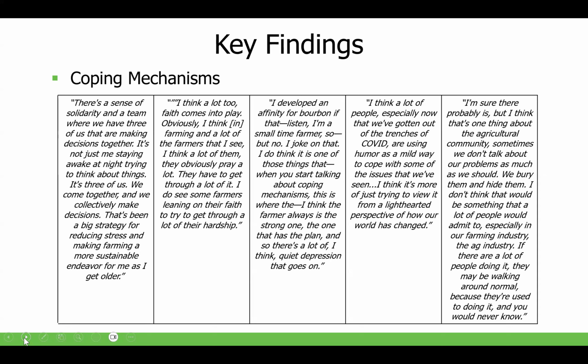And then the last column here on the right, I think, was very telling in the fact that sometimes you may not know what folks are going through. And this one kind of shows that. I'm sure there probably are folks that are going through some unhealthy strategies to cope. But I think that's one thing about the agricultural community. Sometimes we don't talk about our problems as much as we should. We bury them and we hide them. I don't think that would be something that a lot of people would admit to, especially in our industry, the ag industry. If there are a lot of people doing it, they may be walking around normal because they're used to doing it and you would never know. So again, coming back to that quiet depression and silent suffering that we talked about earlier as well.